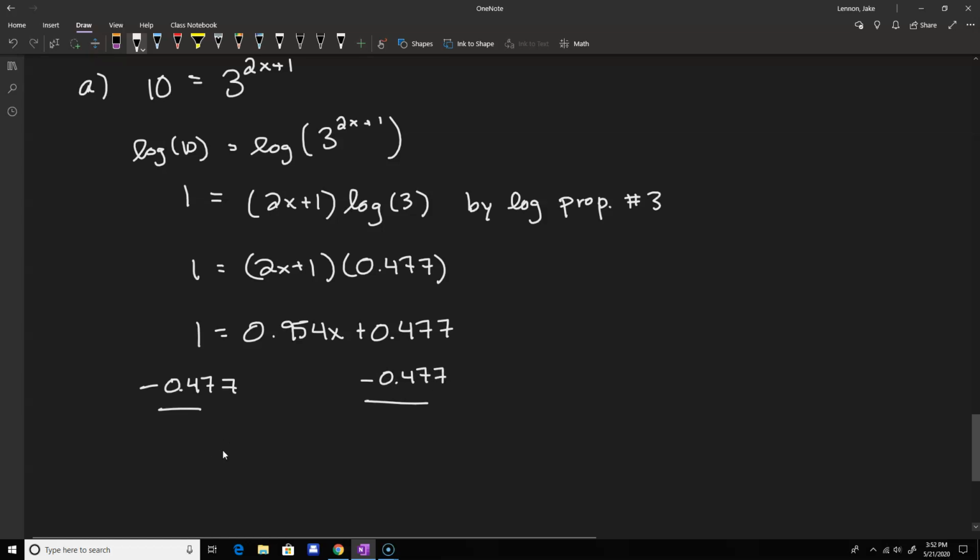So we have 0.523. This equals 0.954x. Then we divide by 0.954.